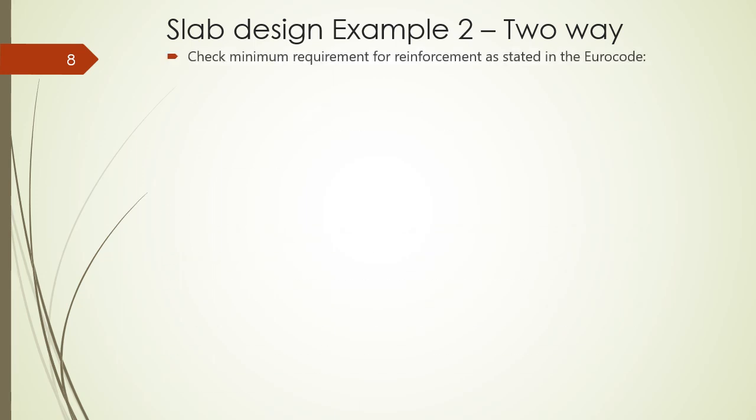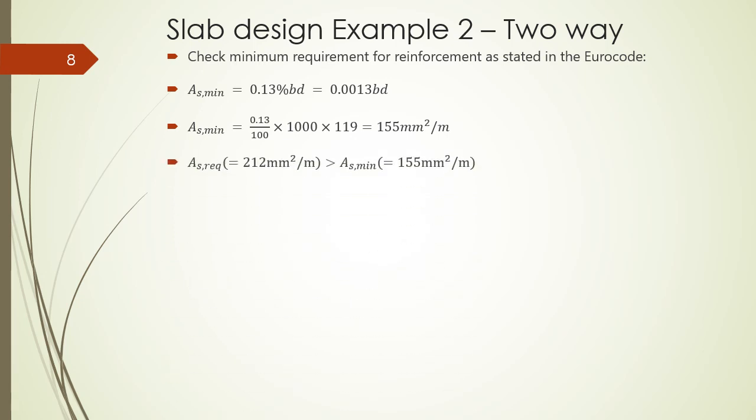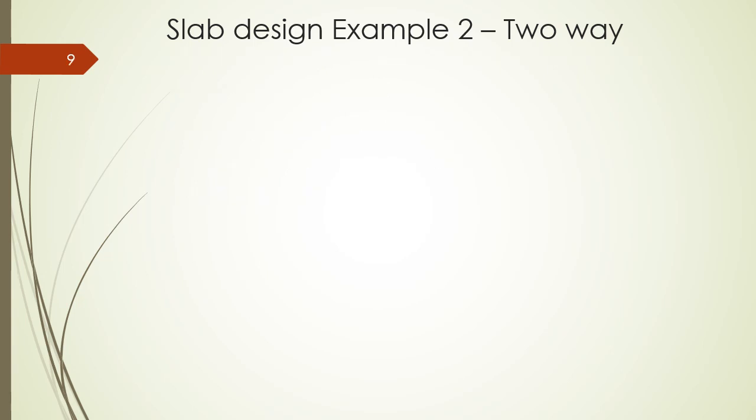We'll then compare the 212 millimeters squared per meter with the minimum area requirement as stated in the Eurocode, which is given as 0.13% BD. We'll compute the values and get 155 millimeters squared per meter, and 155 is less than what was required, 212. So we provide for the larger of the two, which is 212 millimeters squared per meter.